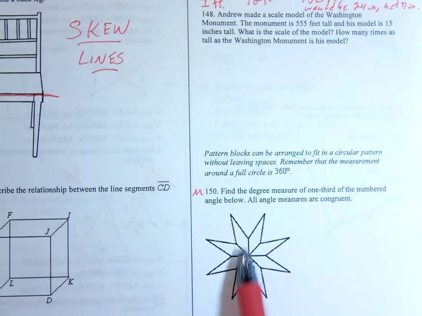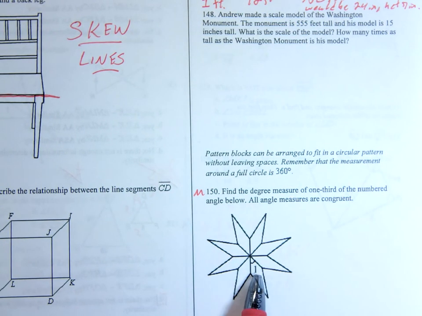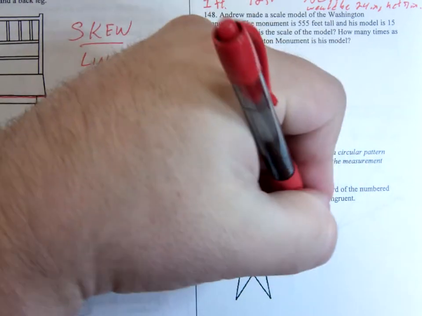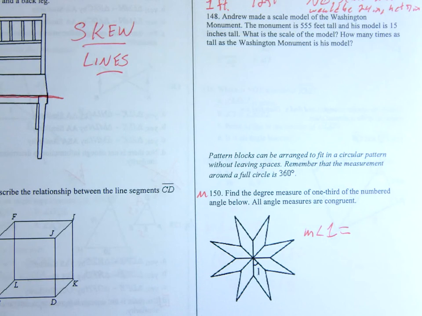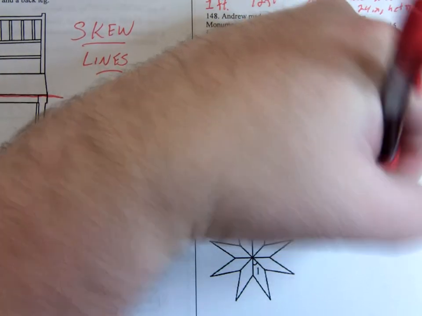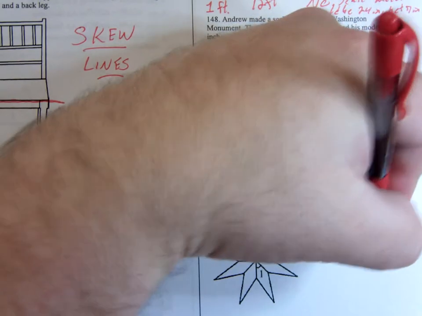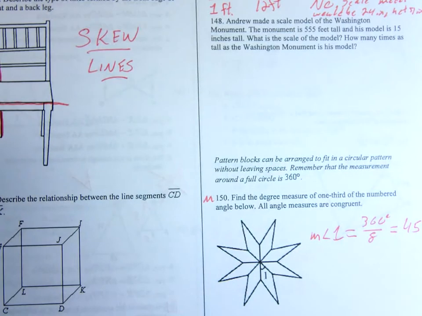It says here, find the degree measure of 1/3 of that angle. Well, let's figure out what that angle is first. How are we going to find the measure of angle 1? What do we got to do? Cynthia says 360 divided by 8. What do you guys think? That seems legit, right? Assuming these are all congruent, of course. Yeah, that is legit. Too legit to quit, in fact. Now, is my answer 45 degrees?